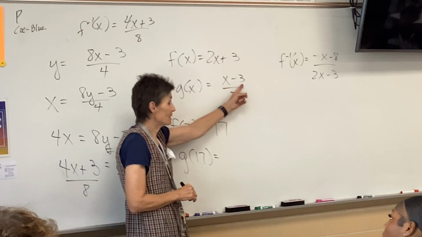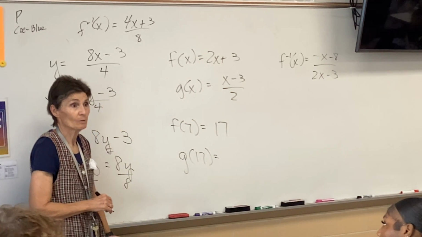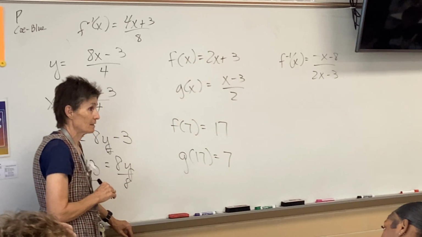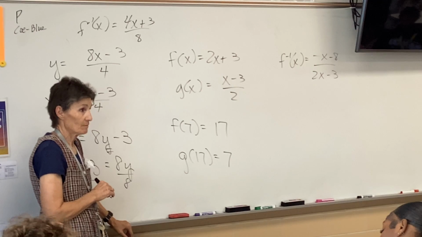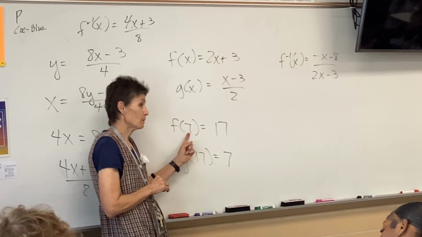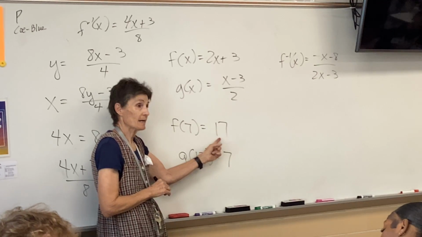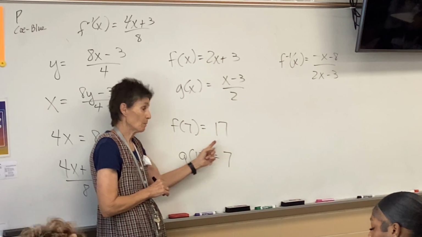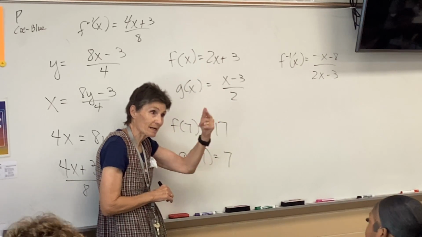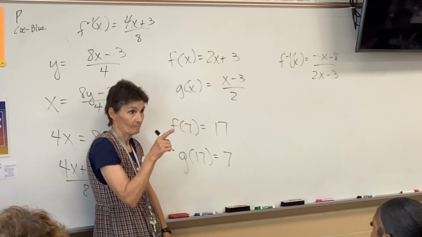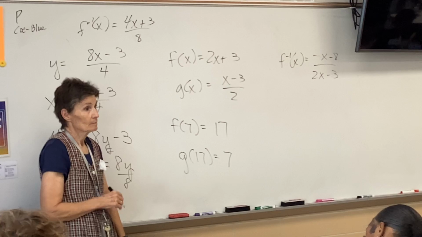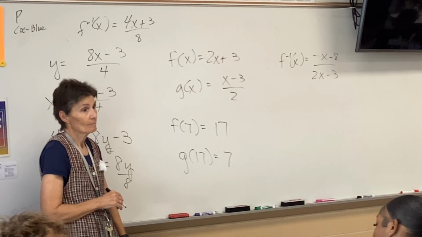What's 17 minus 3? 14 divided by 2 is 7. I get the same number back again. So what does that mean? They are inverses. Why are they inverses? Because when I put 7 into F, I got 17. And when I put that 17 into G, I got my 7 back again. How did we get the numbers? I just picked 7.